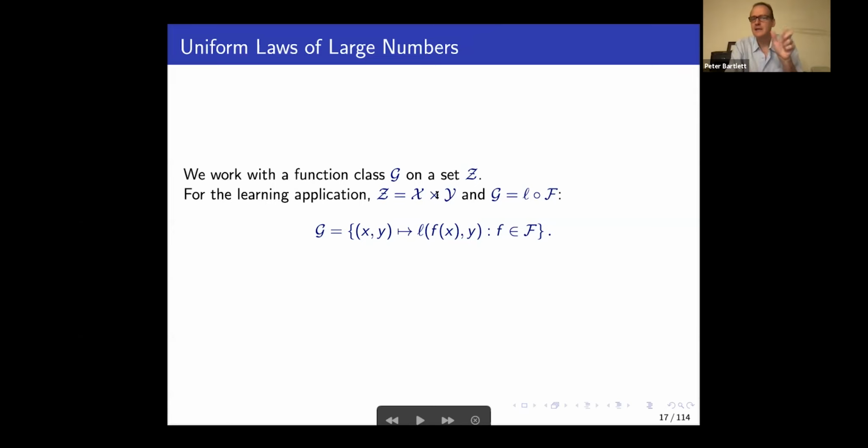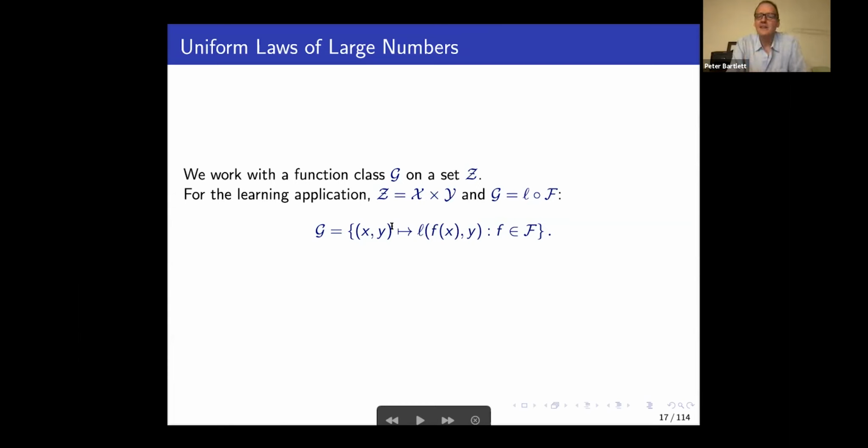It's XY pairs. And the function class G is the composition of losses with functions from our class. So, we've been thinking about this random variable. For an XY pair, you incur a loss with the function when you use f to predict the outcome. Your prediction is f of x. The outcome is y. You incur loss L of f of x and y.